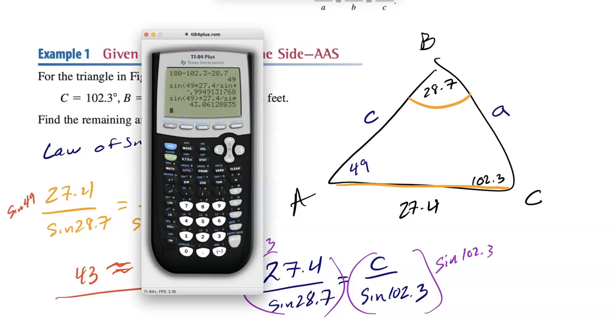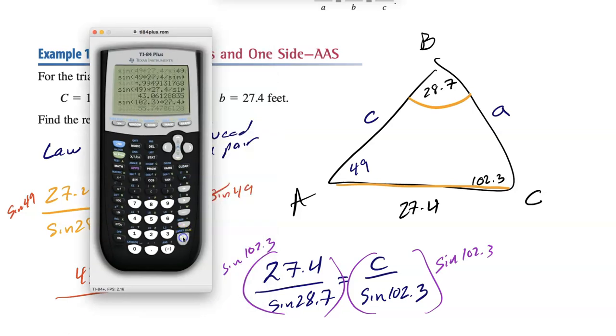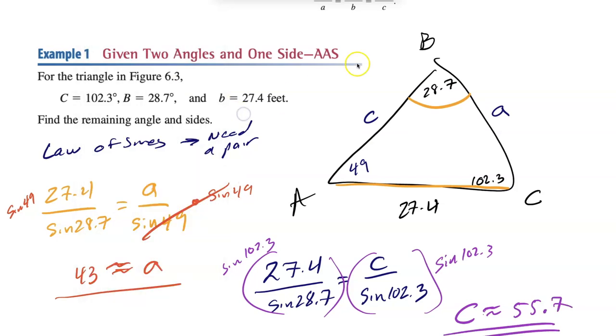And put that in our calculator again. And we get 55.7. So let's say, I'm going to round that. That one I'll just go 55.7. So there we go. That's how we use law of sines to find the missing sides of a triangle and the missing angle of a triangle too.